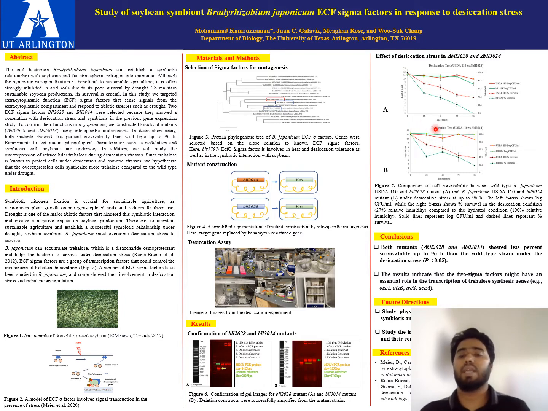In both cases, the x-axis shows the time point, the left y-axis shows the log CFU value, and the right y-axis shows the percent survivability. The black dot shows the percent survivability, and the blank dot shows the log CFU value. Green line is for the mutant, red line is for the wild type. In both cases, we can see that the mutant is surviving less than the wild type. In conclusion, the mutant survives less than the wild type up to 96 hours, which is statistically significant. This result indicates that the two sigma factors might have an essential role in the transcription of trehalose biosynthesis genes.